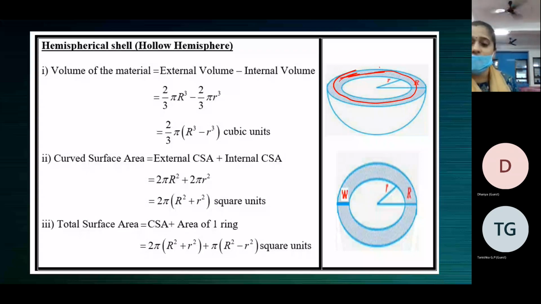So this is the outer CSA outside. Then inside, the inner CSA, you have to paint. And then this ring on the top, you'll have to paint. So these are the three surfaces which you have to paint.